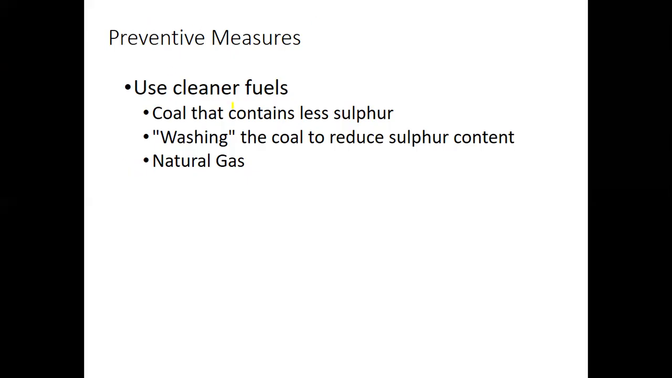So instead of using coal containing high sulfur content, we can use low sulfur content coal. Then if we use high sulfur coal, we can reduce the sulfur content by applying a process called washing. Then, as a cleaner fuel, we can use natural gas.